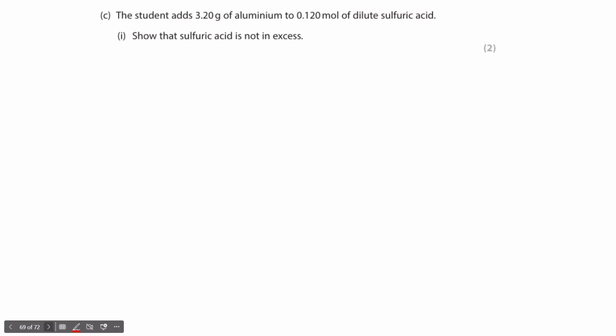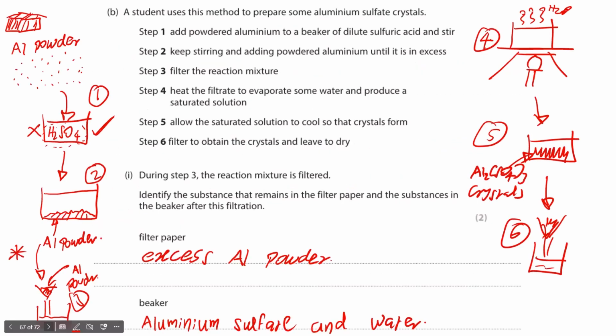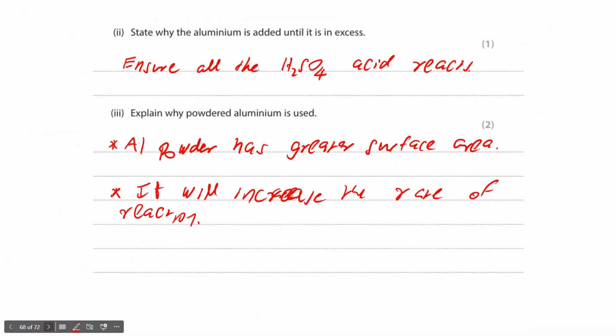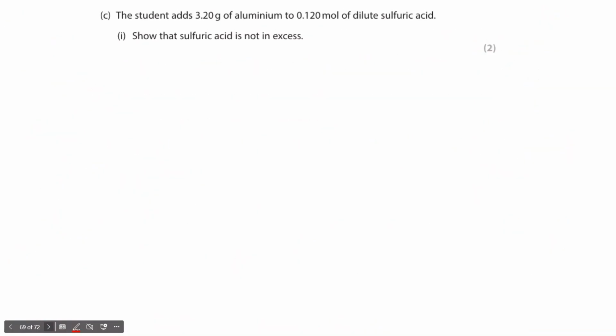The student adds 3.2 grams of aluminium to 0.120 moles of dilute sulfuric acid. Show that the sulfuric acid is not in excess. Okay. So the reaction is 2 aluminium react with 3H2SO4. The reaction says that when you have 2 aluminium, it reacts with 3H2SO4. Right.